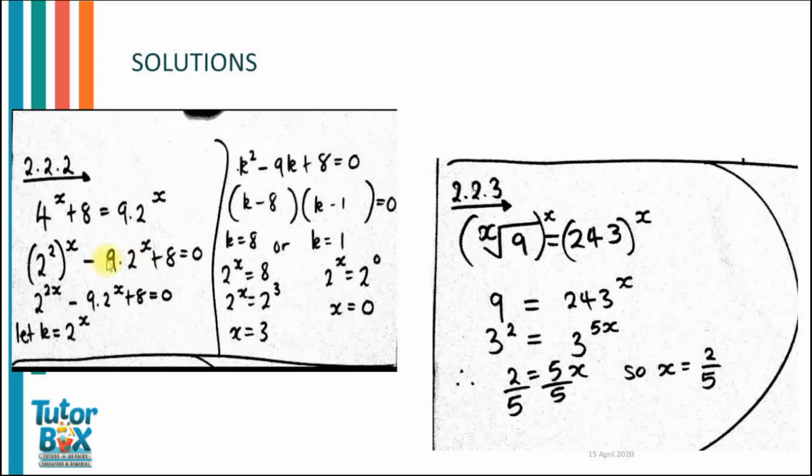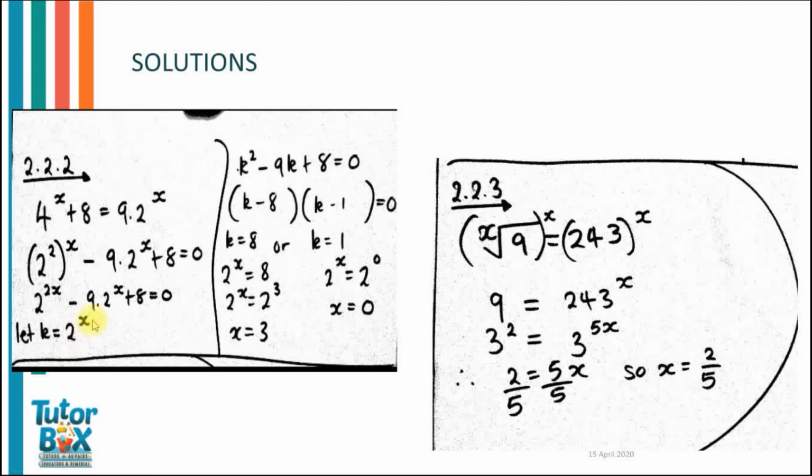So let's see what I did there. With 4, I rewrote 4. I can write 4 as 2 squared, and then all that raised to the power of x. And then if I simplify it, I get 2 raised to the power of 2x minus 9 times 2 raised to the power of x plus 8 is equal to 0. So now it looks like a quadratic. It's hidden, but it's there.